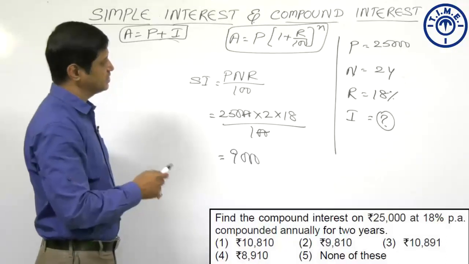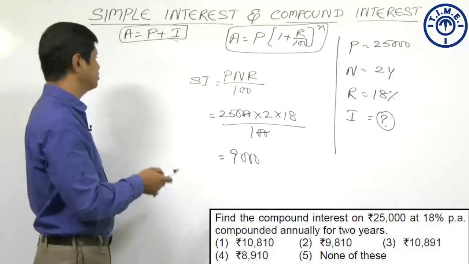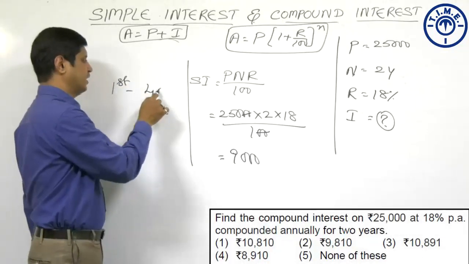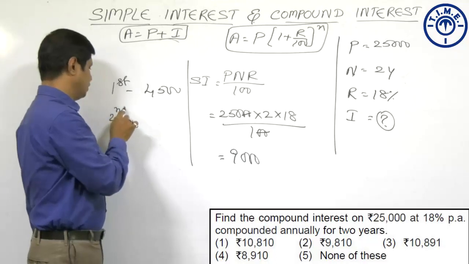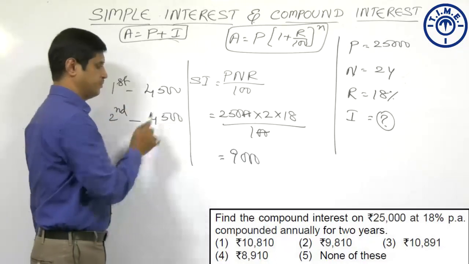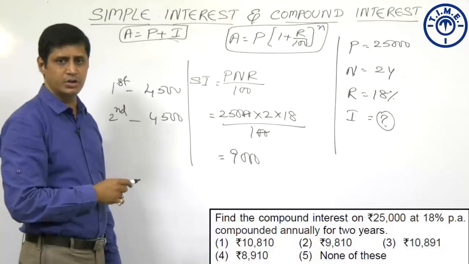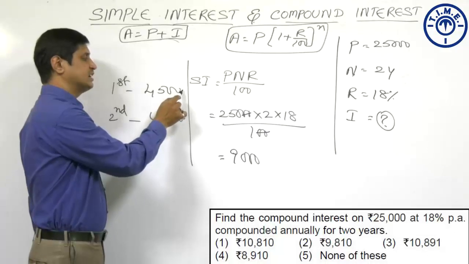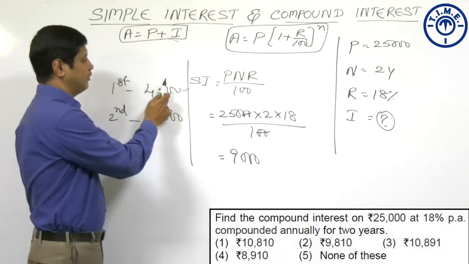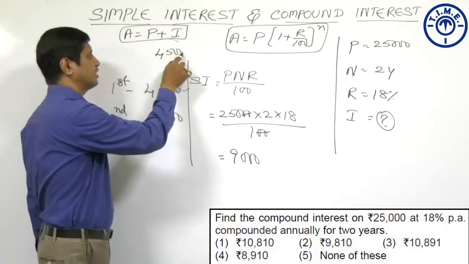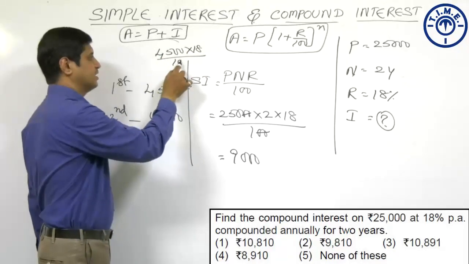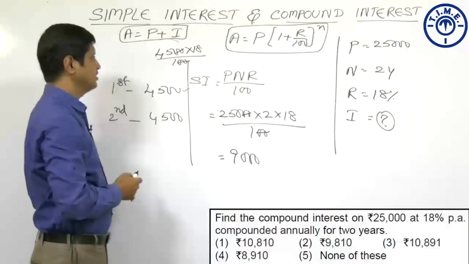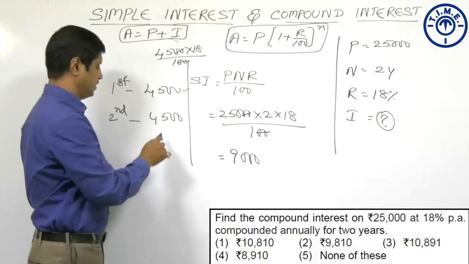What is the simple interest for the first year and the second year? The simple interest remains the same for every year. The first year value is 4,500. The second year value is also 4,500. What is the difference between the simple interest and compound interest? Compound interest means charging interest on interest, so we need to charge interest on the previous value. Now, what is the value of 18% on 4,500? 18% on 4,500, simplify, zeros get cancelled. The product of these two is 810.